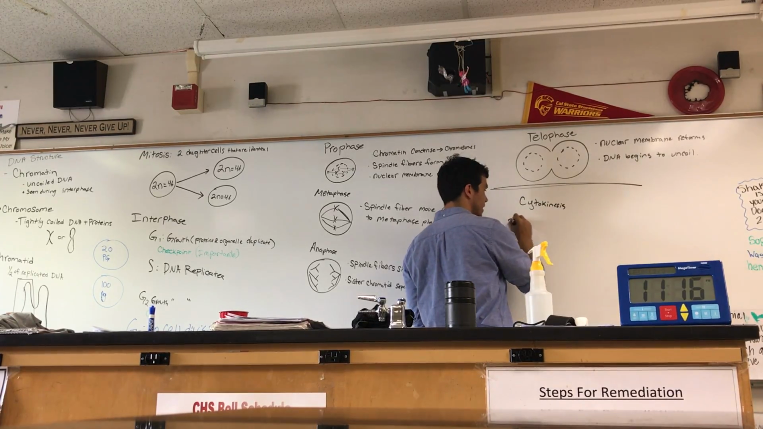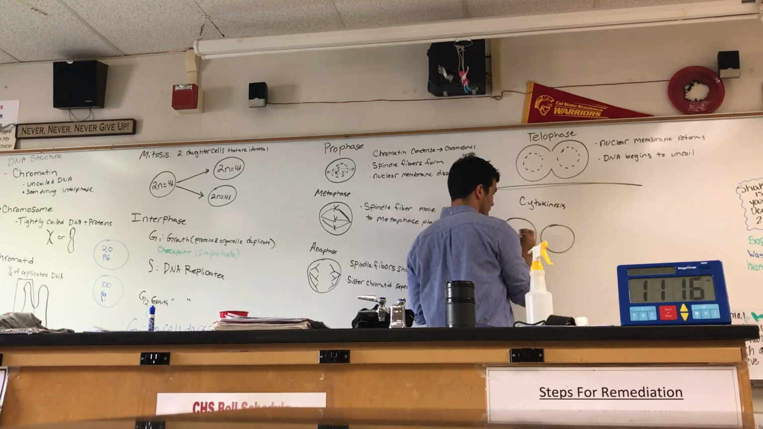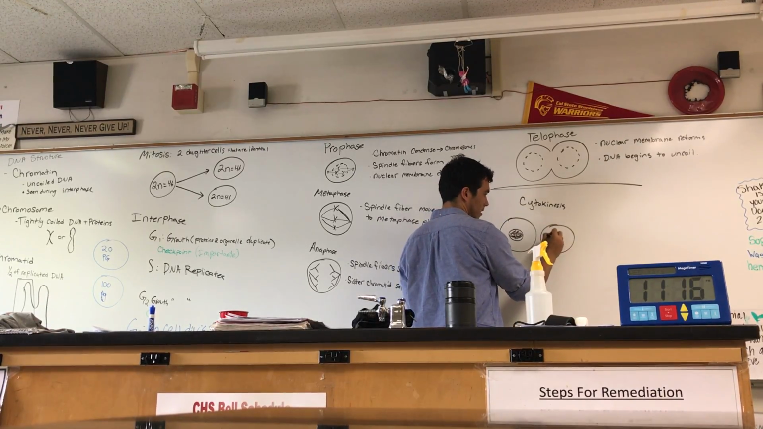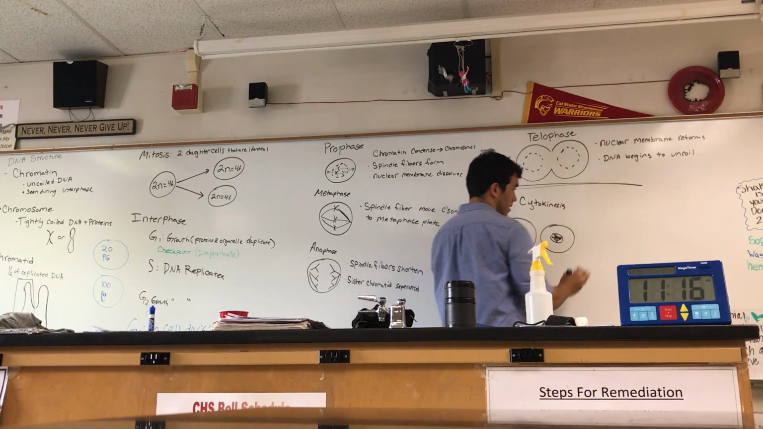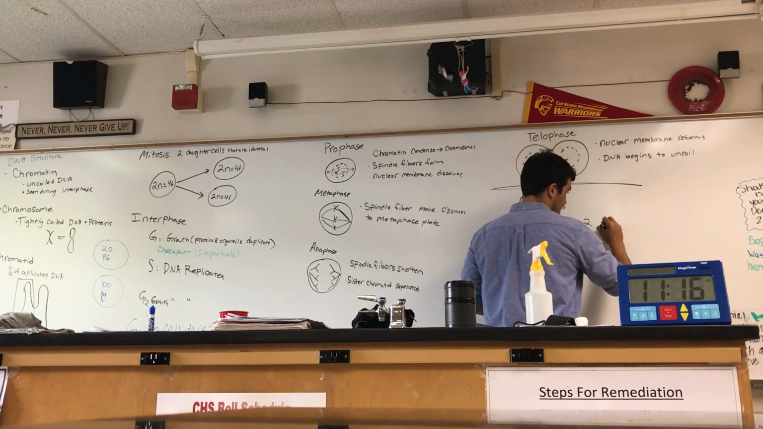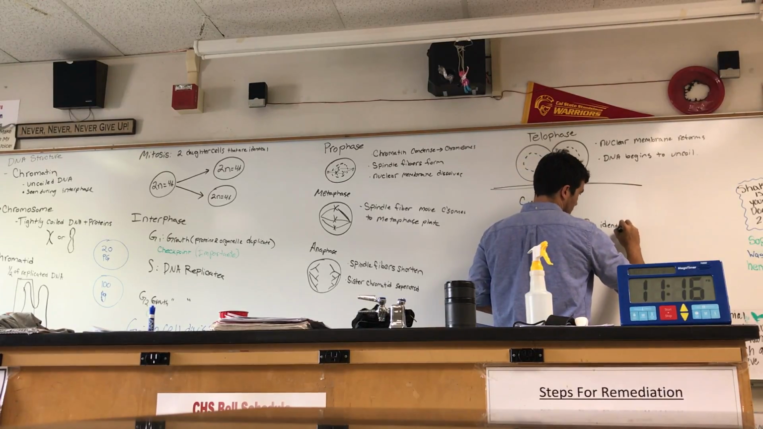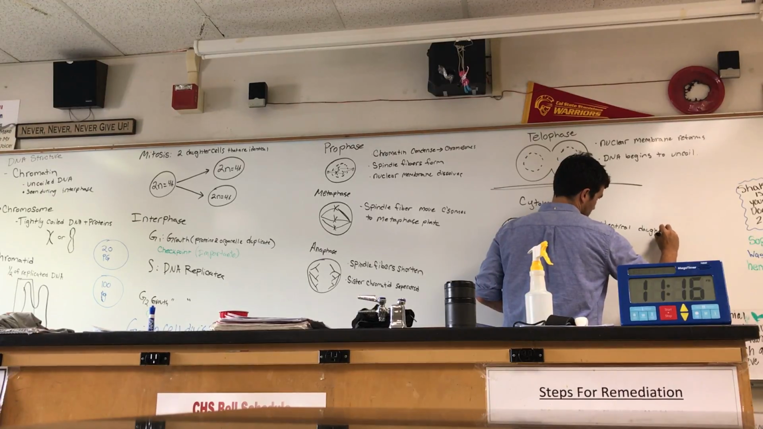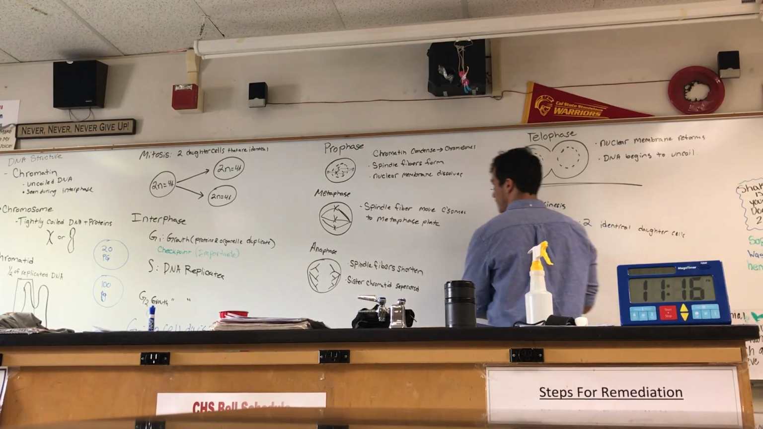And in cytokinesis, I'm left with this. And my DNA is in the shape of chromatin, because now I'm back at interphase. All right, so I get two identical daughter cells. Okay, cool.